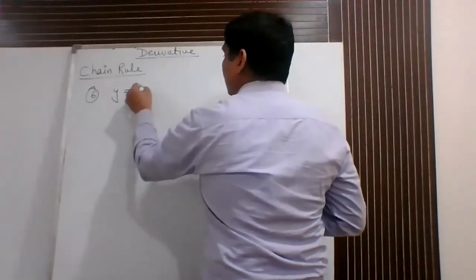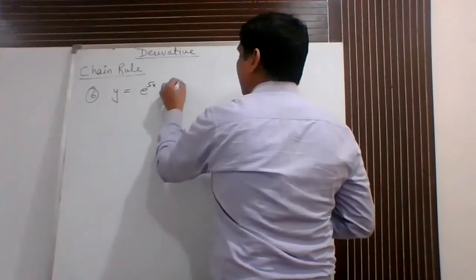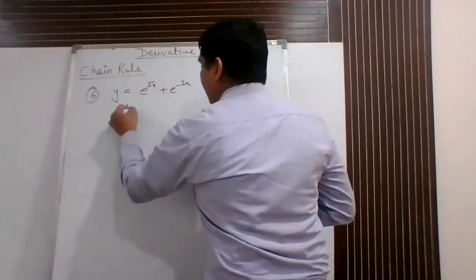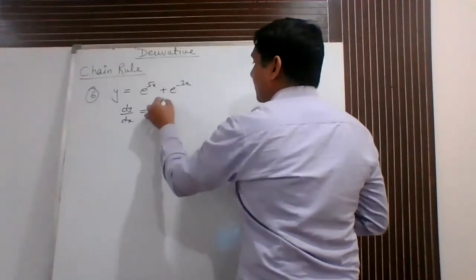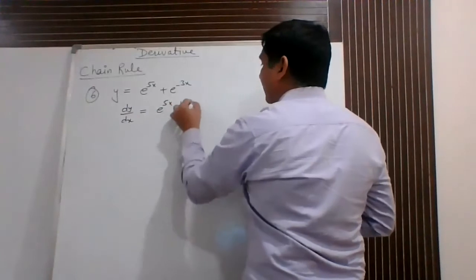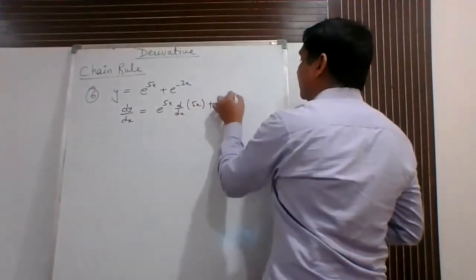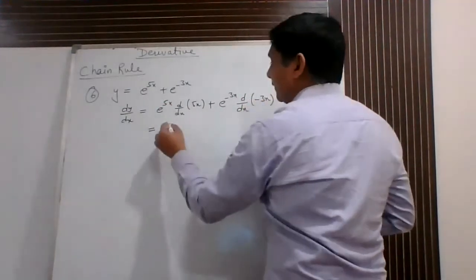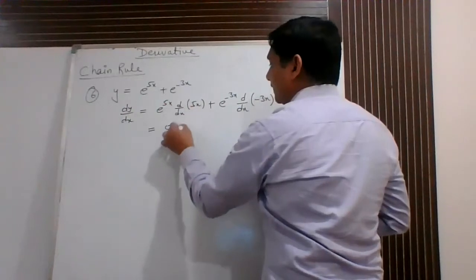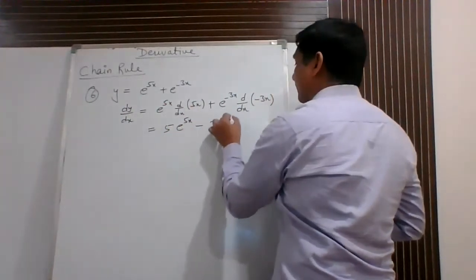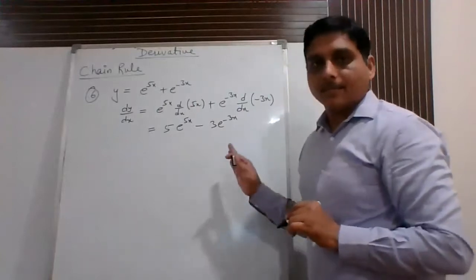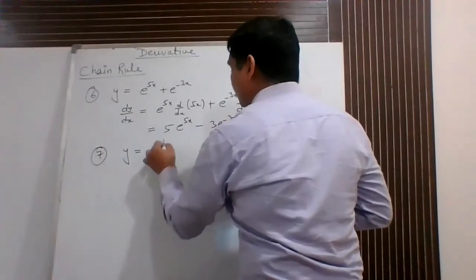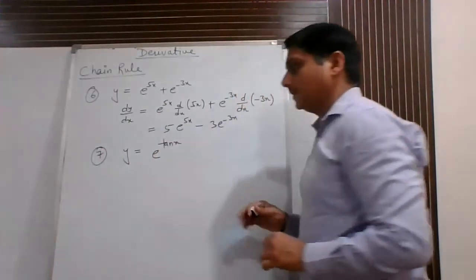y is equal to, suppose, e to the power 5x plus e to the power minus 3x. You want to differentiate this. dy upon dx will be e to the power 5x, then we need to take the derivative of 5x. Similarly, e to the power minus 3x, then we need to take the derivative of minus 3x. So when you differentiate this, it will become 5 e to the power 5x minus 3 e to the power minus 3x.